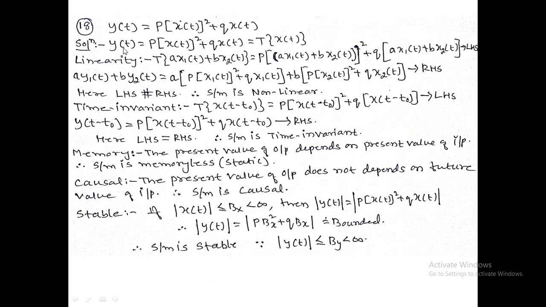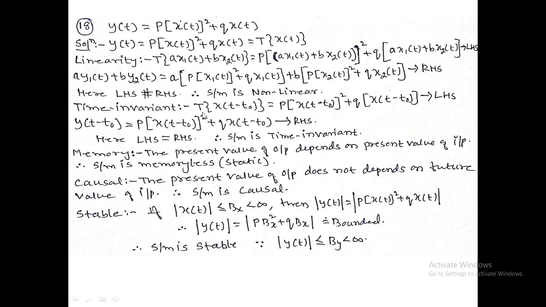RHS: a into y1 of t plus b into y2 of t. What is y1 of t? Y1 of t equals p into x1 of t whole square plus q into x1 of t, plus b into y2 of t, where y2 of t is equal to p into x2 of t square plus q into x2 of t. This is RHS. Comparing LHS and RHS, both are not equal, therefore the system is non-linear.